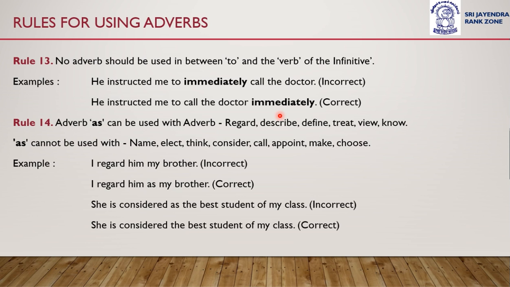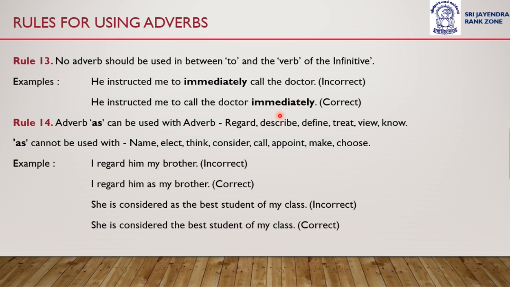Rule number 14. The word "as" can be used with regard, describe, define, treat, view, know. "As" cannot be used with name, elect, think, consider, call, appoint, make, choose. For example, "I regard him my brother." This is an incorrect statement. After reading once, you see that something is amiss. So what would be the correct statement? "I regard him as my brother."